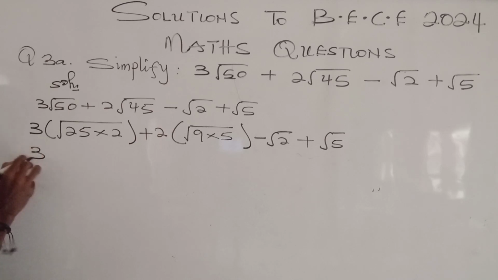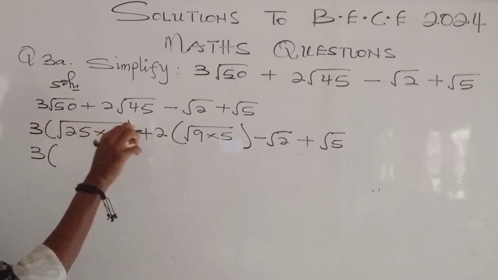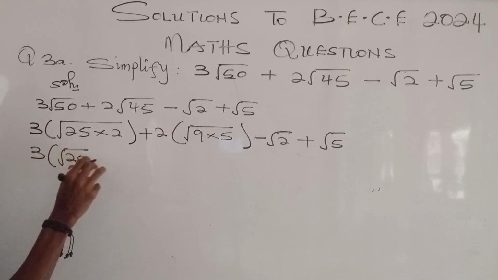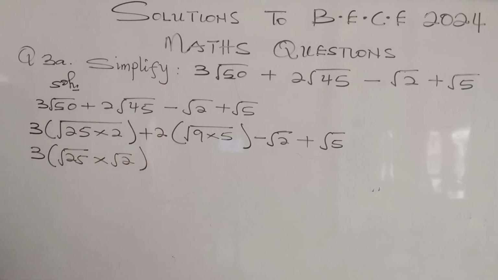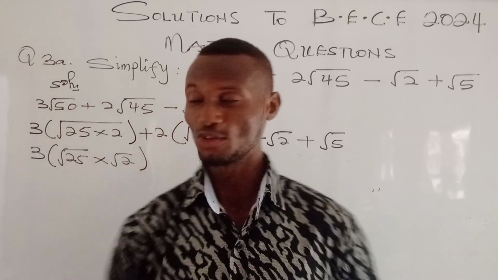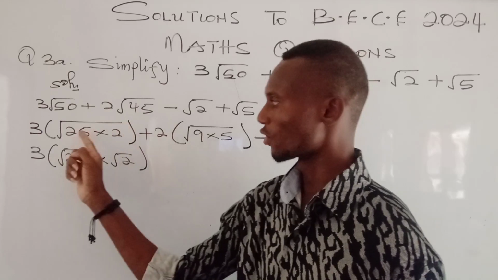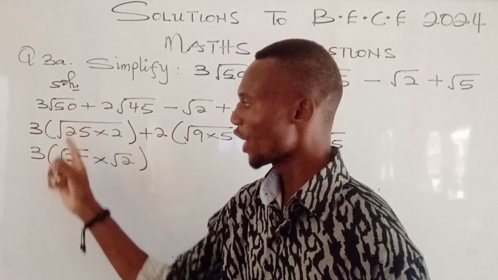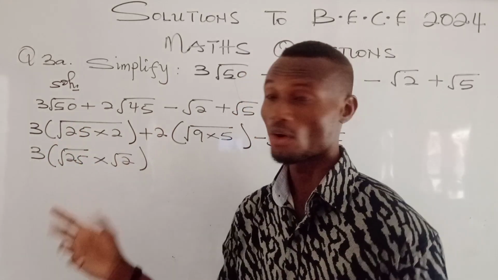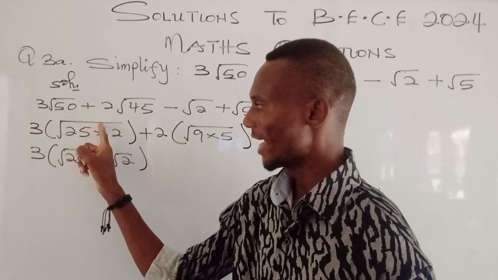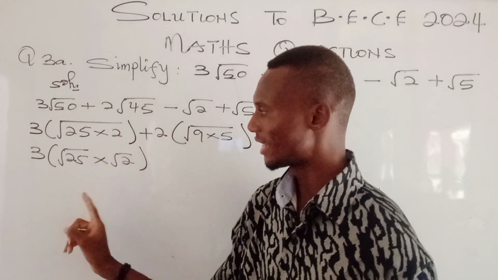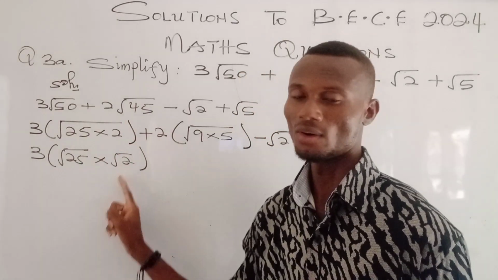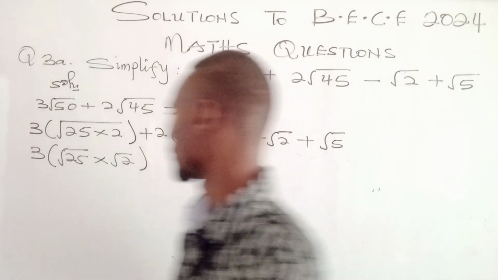So I'm going to repeat my 3 here, bring my bracket. Now this root of 25 times 2 can be written as root 25 times root 2. I hope you understand up to this point. Now you can separate them by writing them as square root of 25 times square root of 2, because the square root will affect the 25 and the square root will affect the 2. Okay, so that's what you need to do.